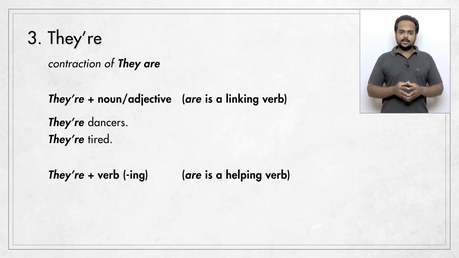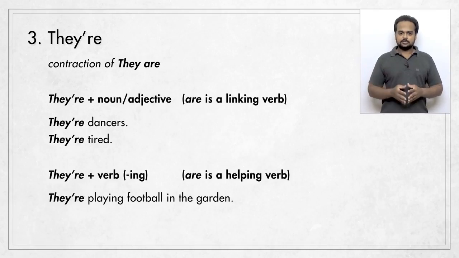The second use is with a verb in its ing form. In this use, are is a helping verb. Here's a sentence. They're playing football in the garden. This means they are playing football in the garden. And it's in the present continuous tense. It shows that the action is happening right now.